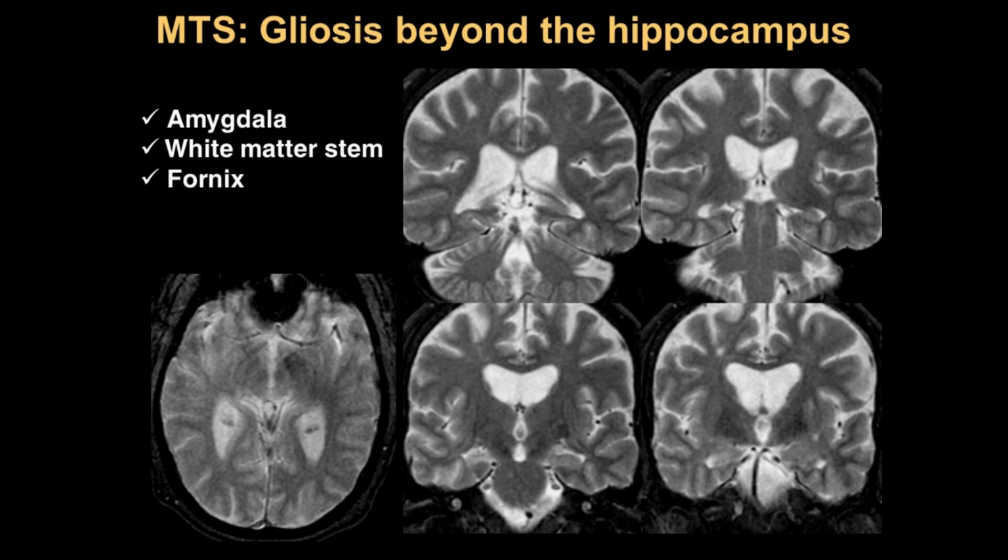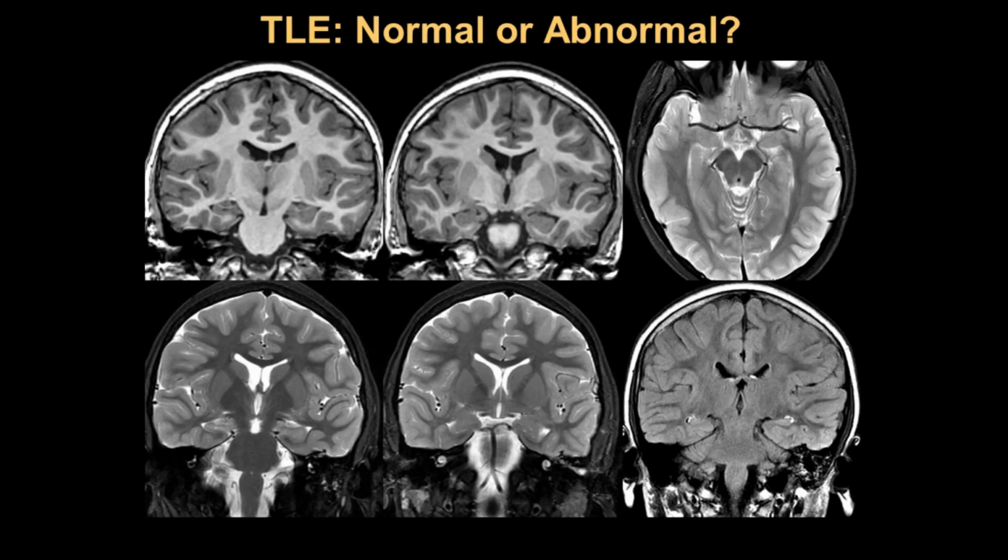In other cases, you'll actually see heterotopic gray matter here. But it's one of those ancillary features outside the hippocampus. Look at the amygdala, look at the white matter stem, look at the fornix, as a clue to lateralization for your temporal lobe epilepsy cases.